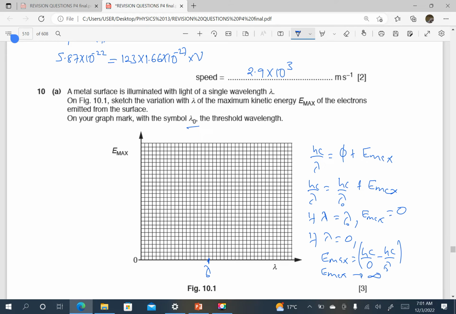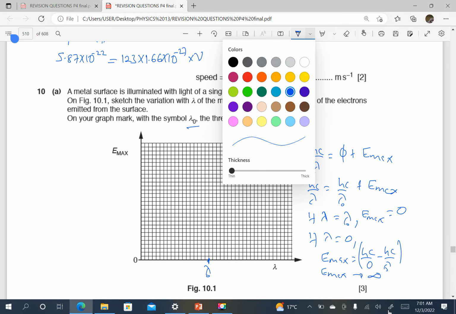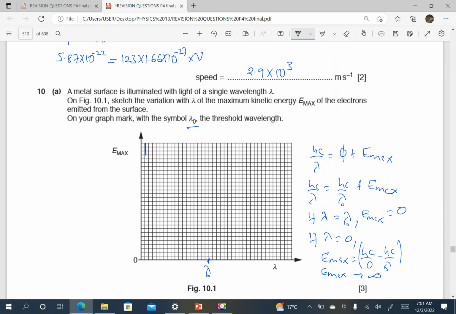So I hope I can draw this better. Let me increase slightly the thickness. Yeah, I think I've tried. So it will be a curve tending to the y-axis, because as lambda tends to 0, Emax tends to infinity. So the graph would look like that. It is a curve, not a straight line.